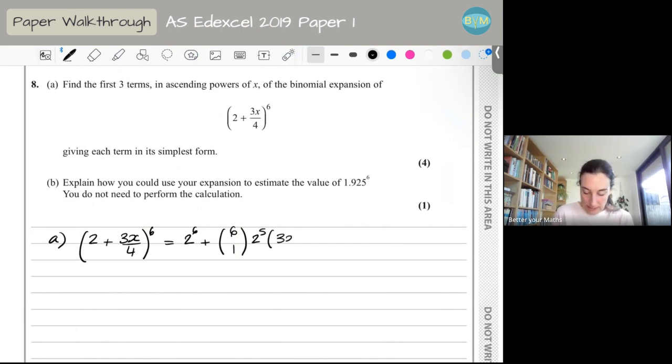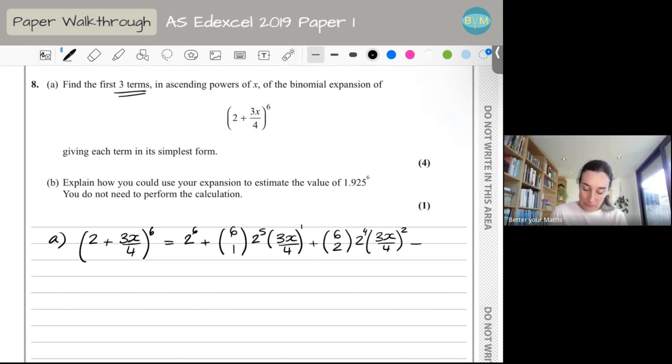So 3x to the power of 1. I'm writing the 1, you don't need to write it, but just to remind you that always these exponents must add up to 6. Yeah? And the next one would be 6 chooses 2, 2 to the power 1 less, 3x over 4, 1 more. Yeah, they ask us the first 3 terms.